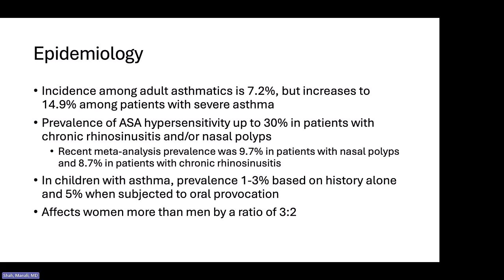In patients who have chronic rhinosinusitis or nasal polyps, the prevalence was quoted up to 30%, but then the chapter discussed how there was a more recent meta-analysis suggesting the prevalence might be a little bit lower than that. So maybe about 10% in patients who have nasal polyps, and then about 9% in patients with chronic rhinosinusitis. In children, the prevalence is definitely lower. In children with asthma, prevalence may be 1 to 3% just based on the history, but can increase to 5% when they're subject to oral challenge, and it does affect women more than men as well.